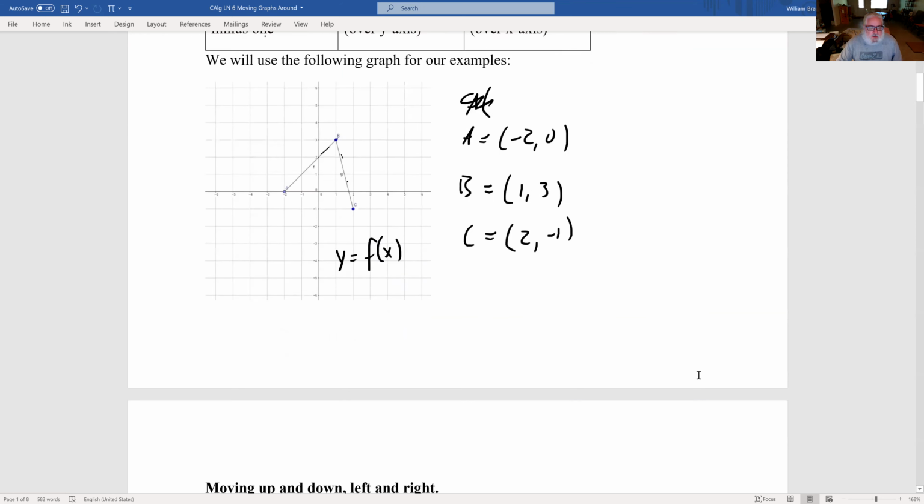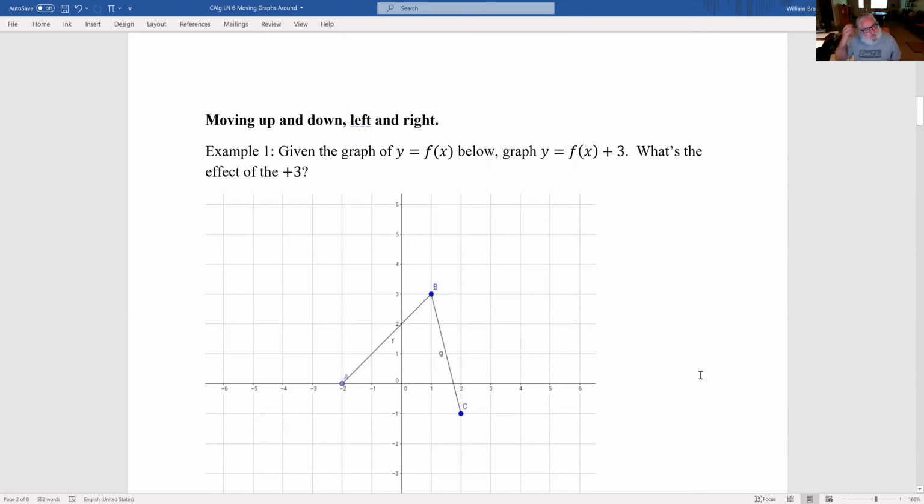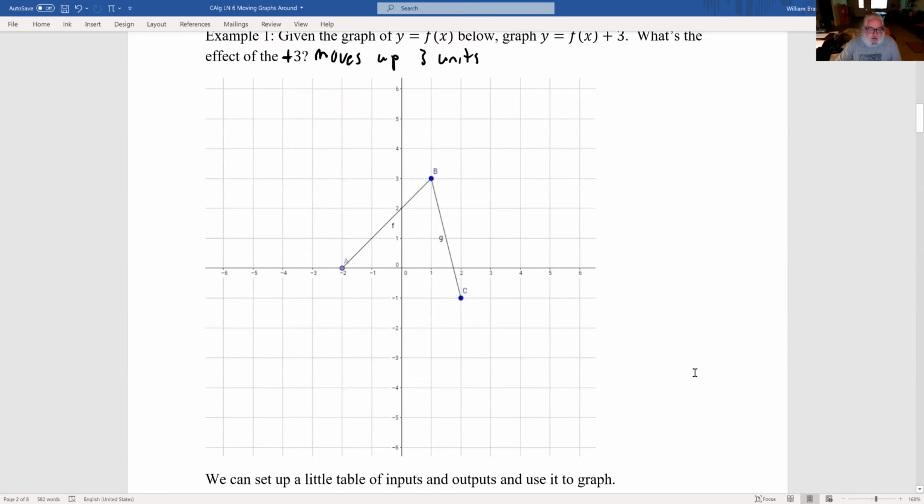Okay. So we'll start with moving graphs up and down and left and right. So here's a function, y equals f of x. What's y equals f of x plus 3, and what's the effect of the plus 3? We will see that this moves the graph up 3 units, and that's because it's a plus 3 that it's going to move up.